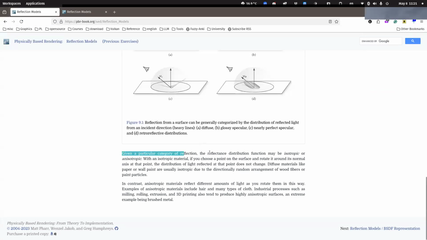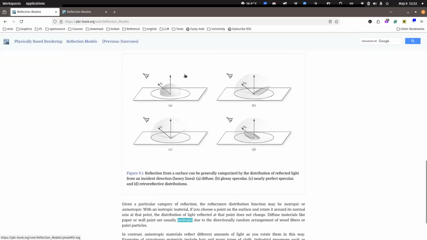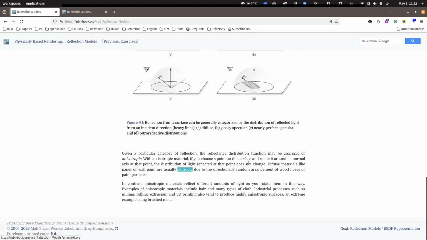Given a particular category of reflection, the reflectance distribution function may be isotropic or anisotropic. With an isotropic material, if you choose a point on the surface and rotate it around its normal axis, the distribution of light reflected at that point does not change. Diffuse materials like paper or wall paint are usually isotropic, because they scatter to all directions equally.